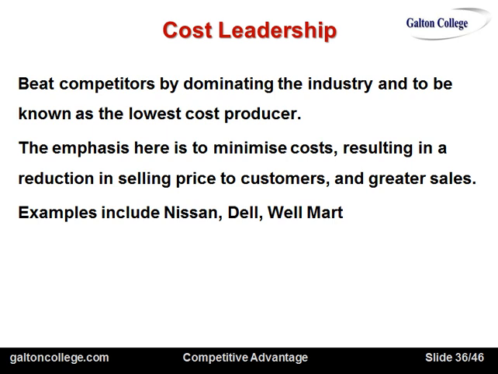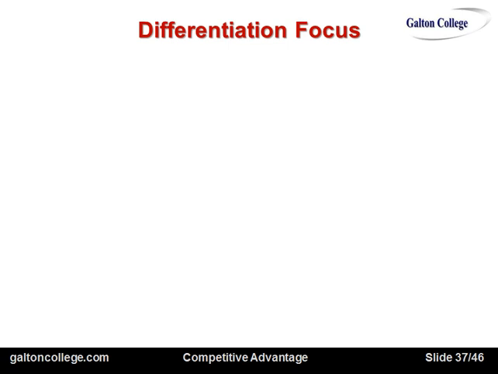The examples here would be in cars, let's say Nissan, Dell computers, and that's Walmart actually. So different. It's looking at selling to customers with a low price, and it's aiming to gain an advantage through cheapness, so that it's mass sales, mass production, mass sales.